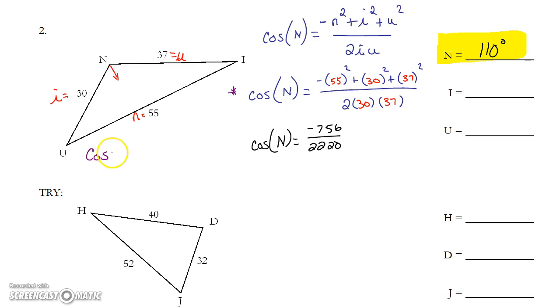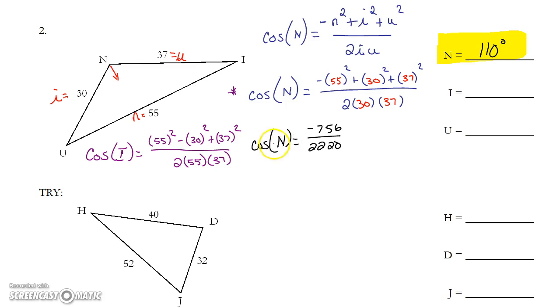So I use cosine of angle I is equal to, in this case, my n squared is positive, 55 squared. My I squared, because I is my reference angle, is negative. So minus my I, which is 30 squared, and my U squared is positive because I is my reference angle, and it's 37 squared. And it's divided by 2 times not I and U anymore. I is my reference angle, so it's not included down here. It's N, 55 and U, 37.